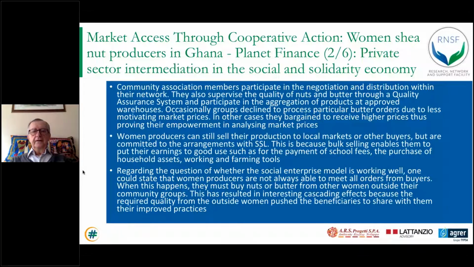Regarding whether the social enterprise model is working well, one could state that women producers are not always able to meet all orders from buyers. And when this happens, what is interesting is that they must buy nuts or butter from other women who are not members of their groups. But this has resulted in interesting cascading effects, in that the quality required from the outside women pushed the beneficiaries of the project to share with them their improved practices.